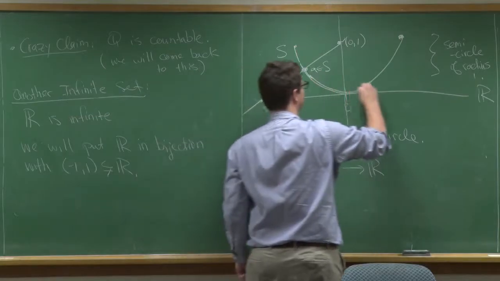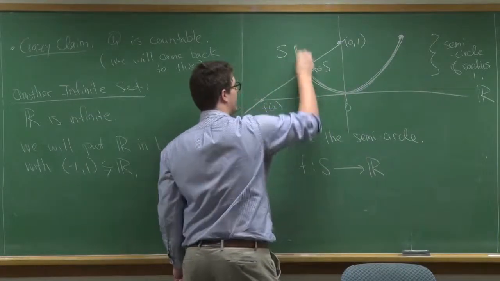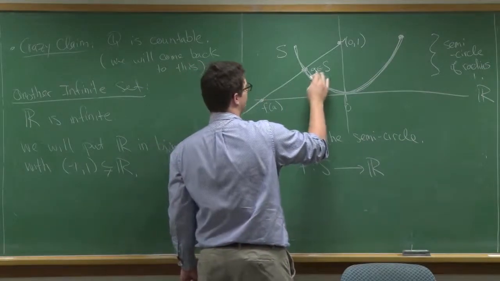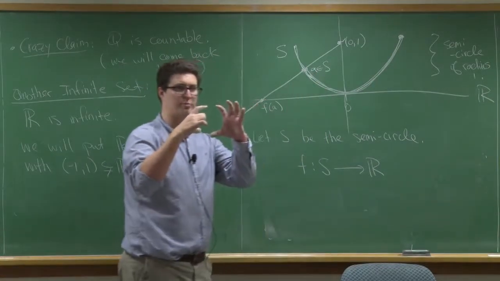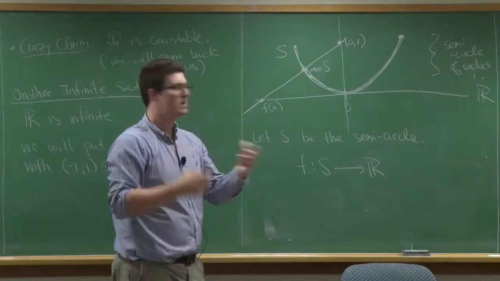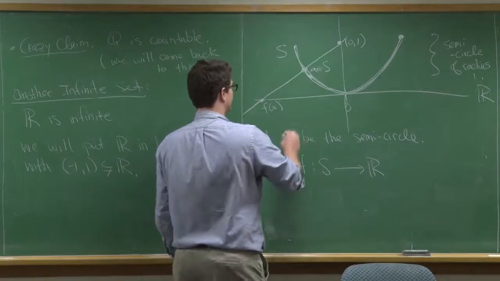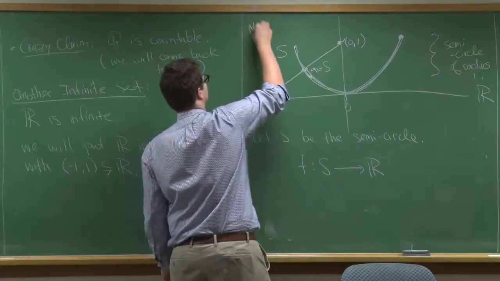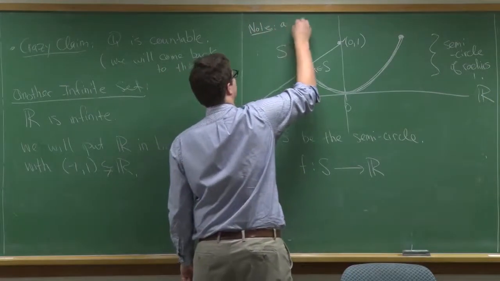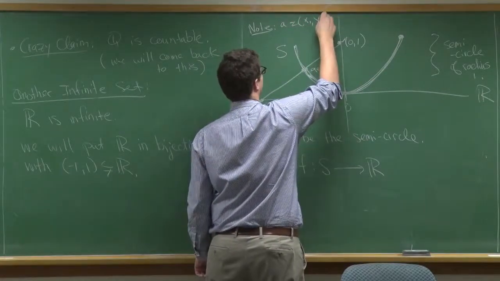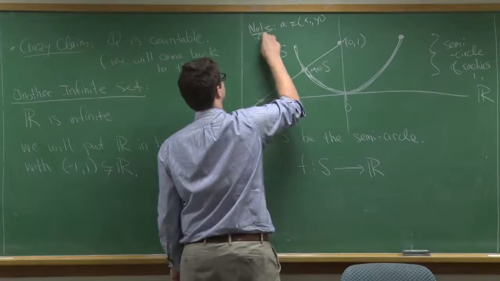We take this point here, and we map it here. Maybe I could have written this as a tuple, a pair of things, but I'm just going to write it as an abstract element. Note that A is equal to x1, y1 for some x, y.